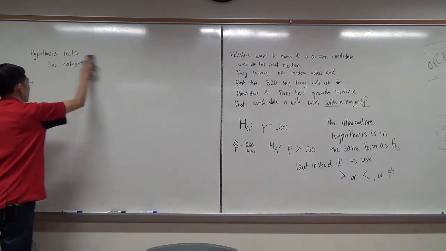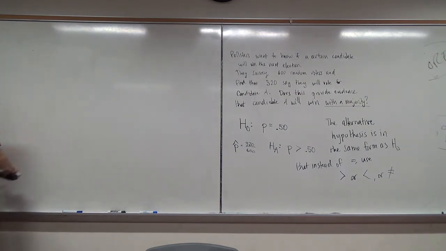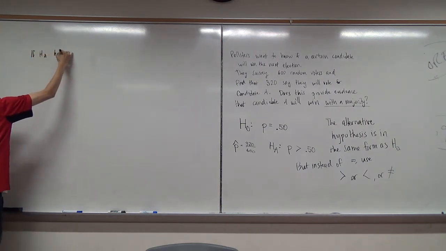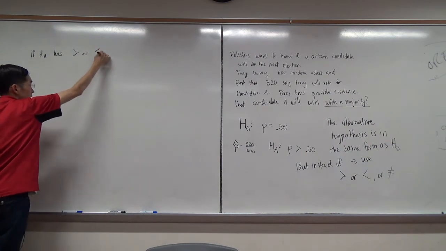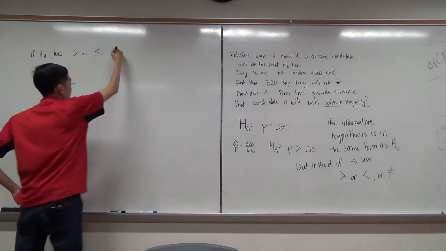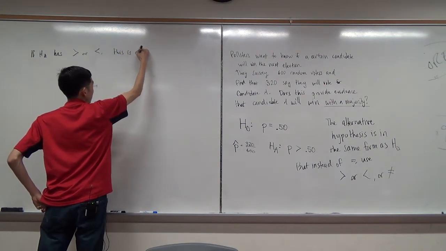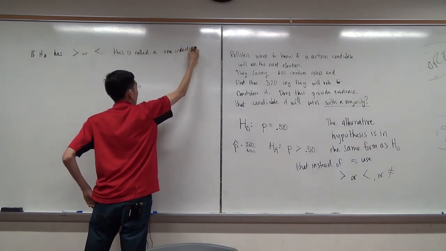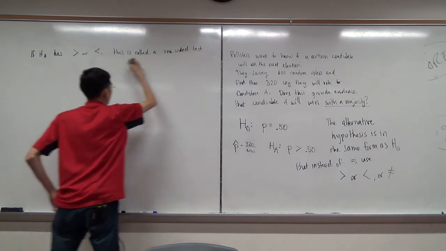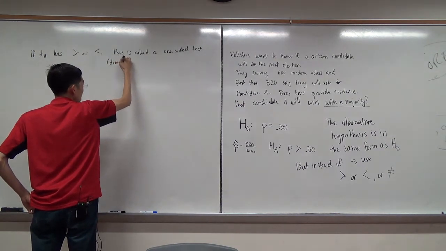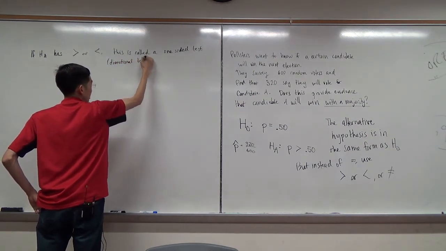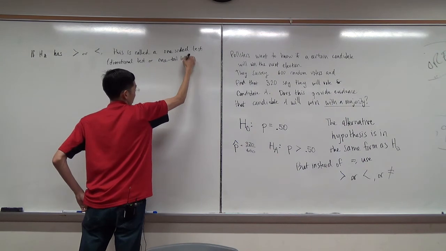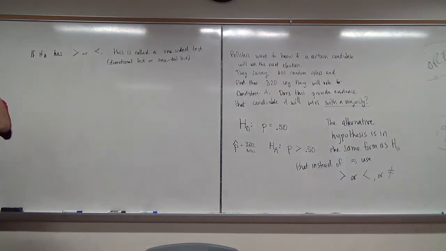So if the alternative hypothesis has greater than or less than, we call this a one-sided test. Sometimes it's called a directional test, or one-tail test. They're all saying the same thing.